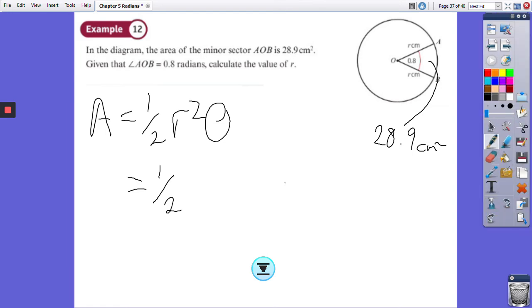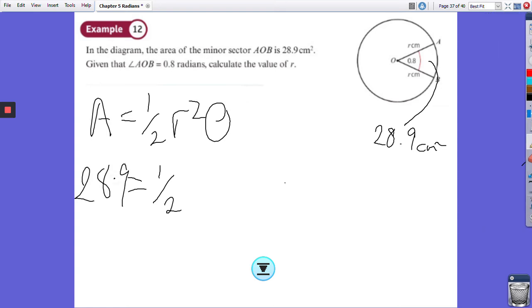We know that the area is 28.9. You've got a half there, and r squared, well, we don't know that, and we're timesing by 0.8. I think what happened there was I was a bit distracted by the seagulls. I don't know whether you heard them in the background. But anyway, we're back on track with this.